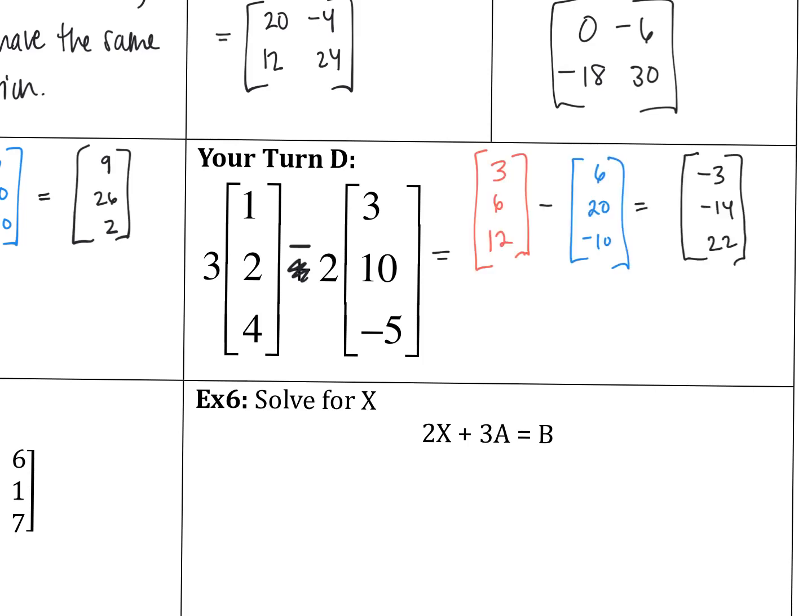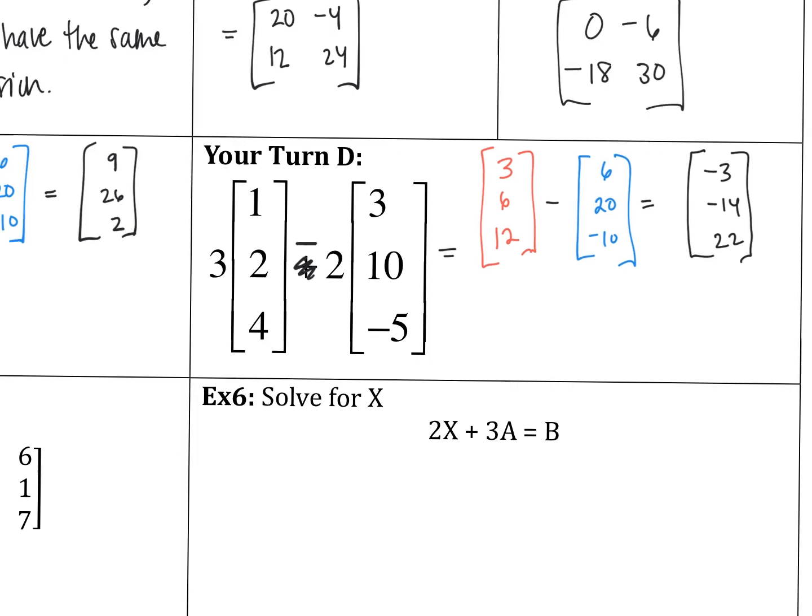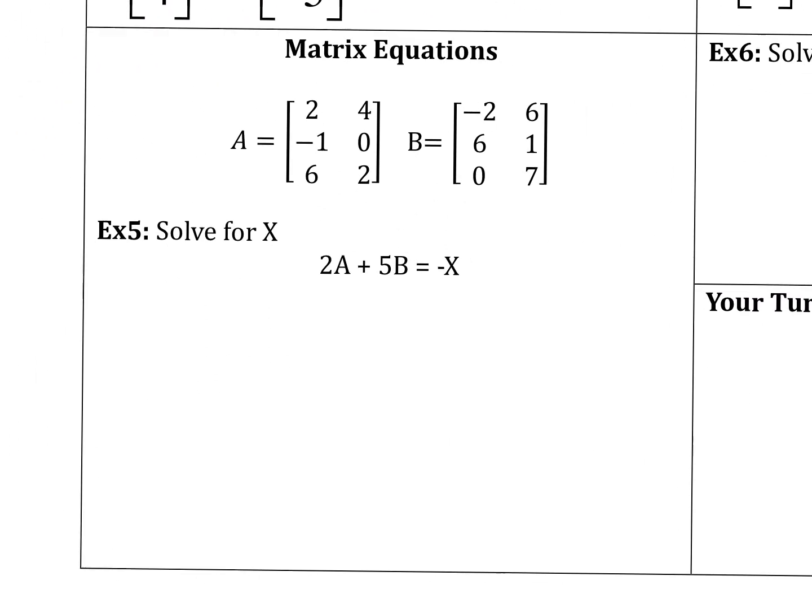All right, so we could just drag the matrices from the other problem over. We go ahead and subtract. 3 minus 6 is negative 3, 6 minus 20 is negative 14, and 12 minus negative 10 is 22. All right, let's talk about matrix equations.